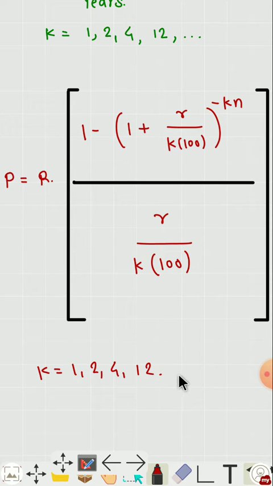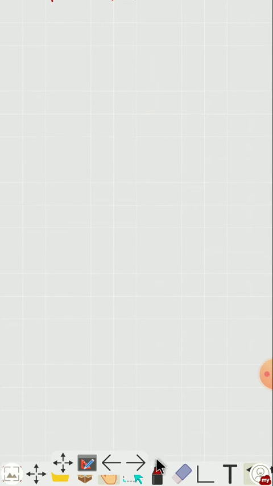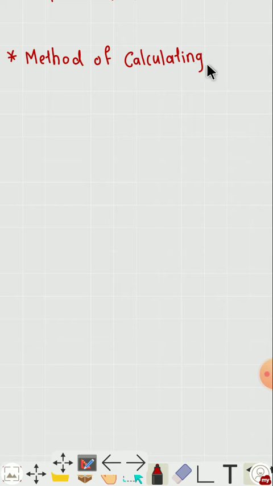A small note before we solve the examples, how to evaluate this expression, that we will explain here. That is very simple. The method of calculating this expression, 1 plus r divided by 100 raised to the power minus n.